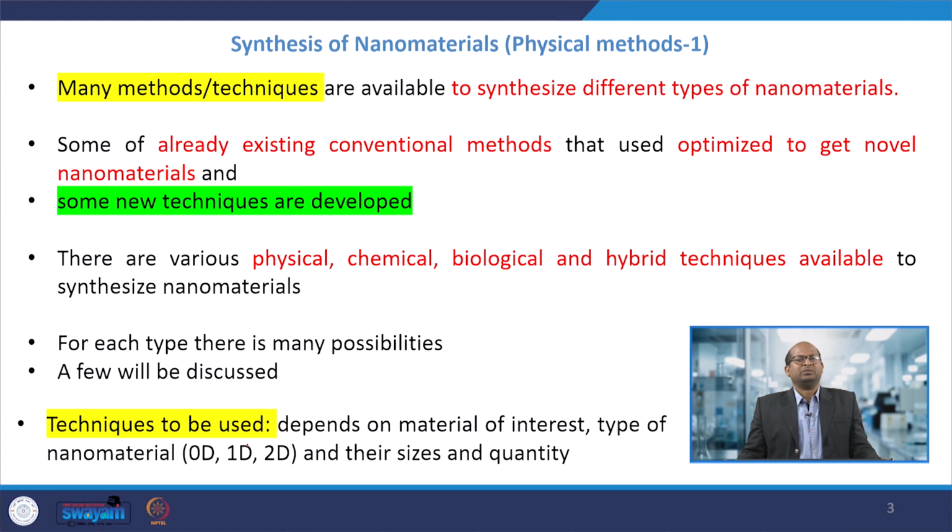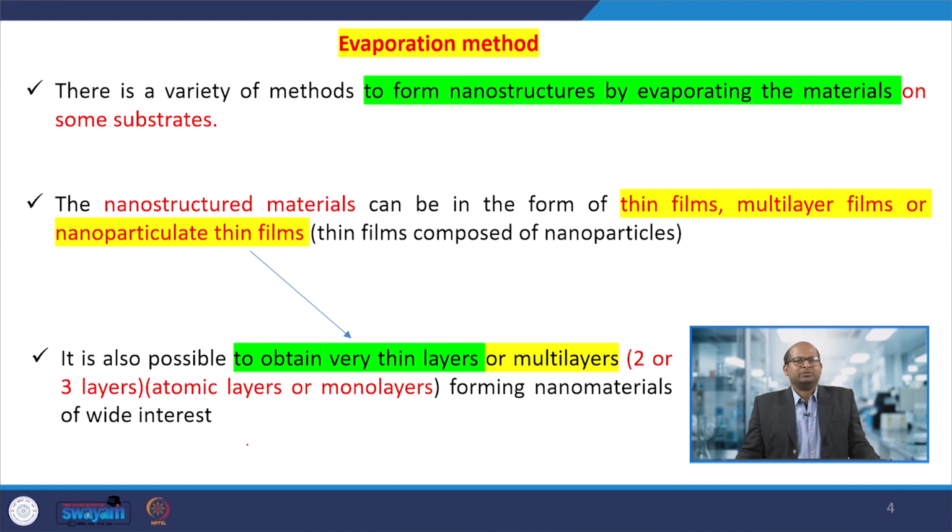Many methods and techniques are available to synthesize different types of nanomaterials, which we already discussed in our previous class also. Some existing or conventional methods are there, and these methods are optimized, and then some new techniques have been developed and are used to synthesize different types of nanomaterials. Depending upon our target materials, we can choose a particular method to synthesize that particular nanomaterial.